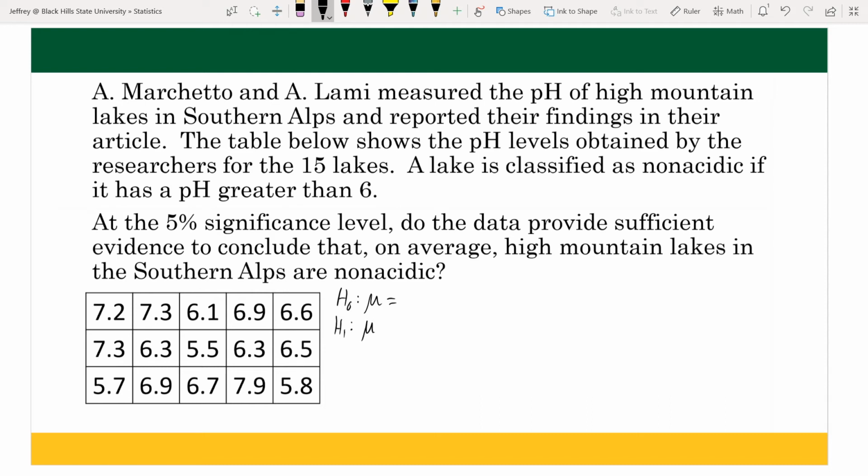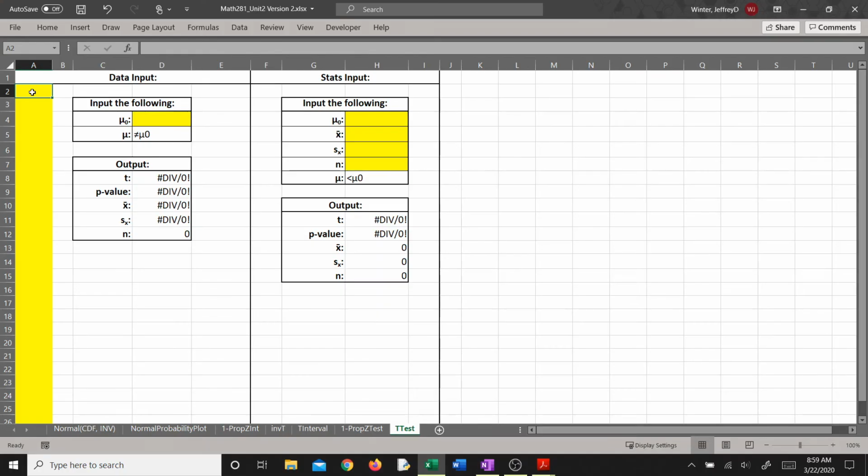So the null hypothesis has mu equals 6. The alternative is that mu is greater than 6, which is again the claim. And the significance level is 5% or 0.05. Since we're given the data values, I'm going to go ahead and just type these into Excel and calculate the test statistic as well as the p-value.